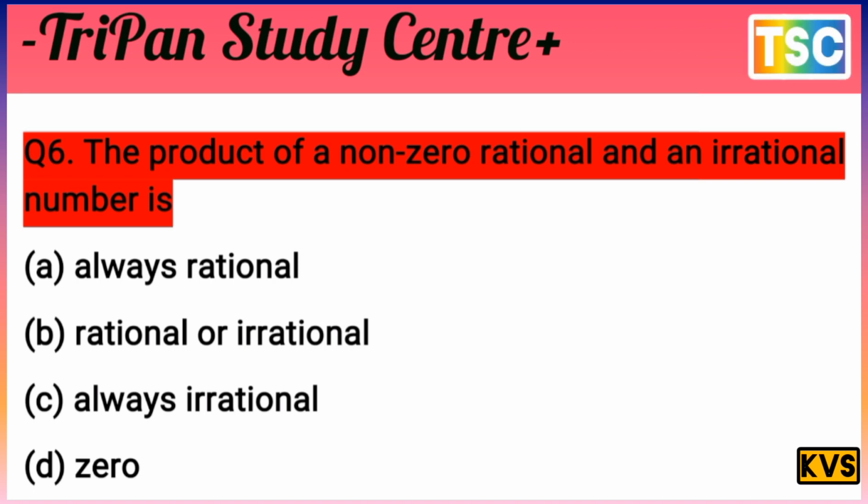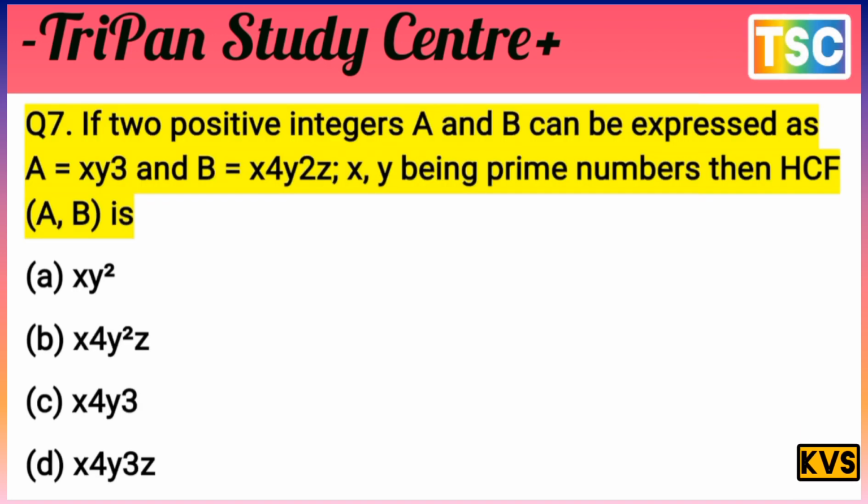Let's see the next question. The next question is important. If the two positive integers a and b can be expressed as a = x y^3 and b = x^4 y^2 z, where x and y are prime numbers, then the HCF of a and b is. You may be confused because it looks like the same question, but it is not the same. The question is similar but asks for the HCF, the highest common factor, while the other question was the lowest common multiple. That's an important understanding.